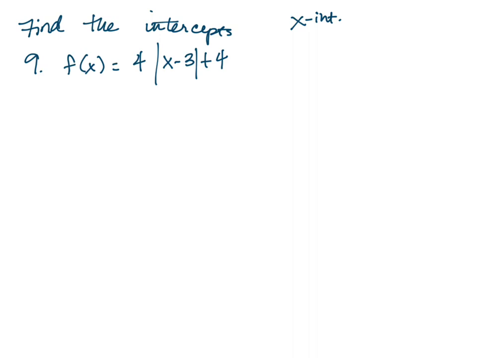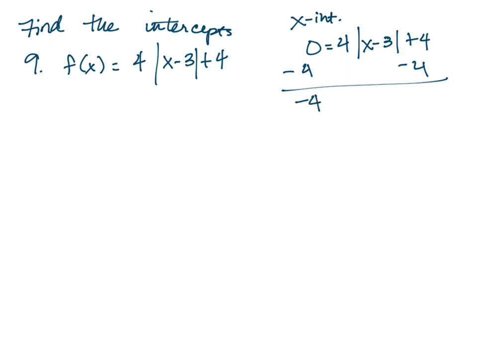So we're going to take our function f of x and set it equal to 0 and solve for x. You've done this before. You have set absolute value functions equal to 0 and solved. What's the rule? What do I have to do first? Isolate the absolute value first, which means subtract that last 4. So negative 4 equals 4 times the absolute value of x minus 3.